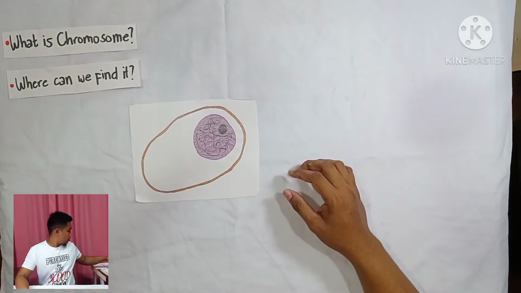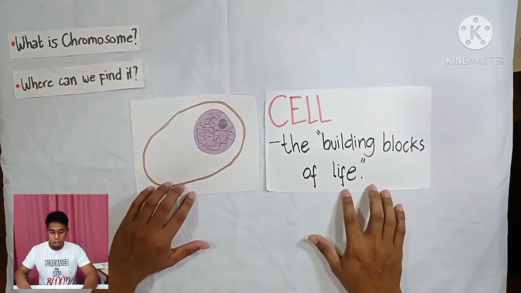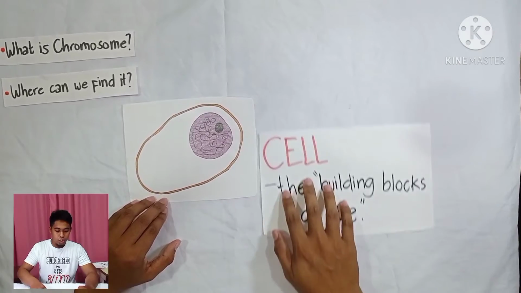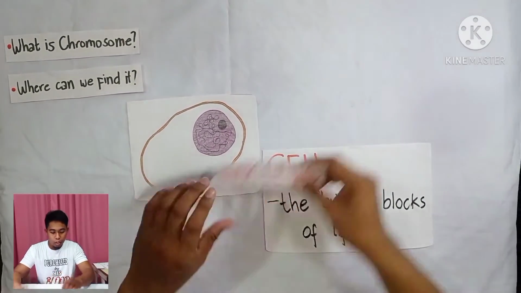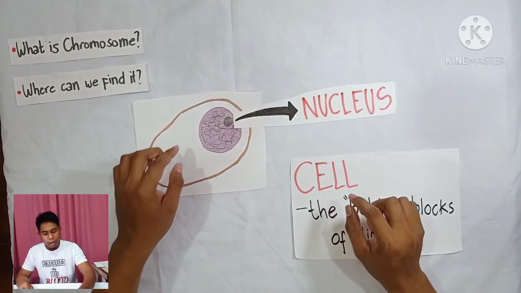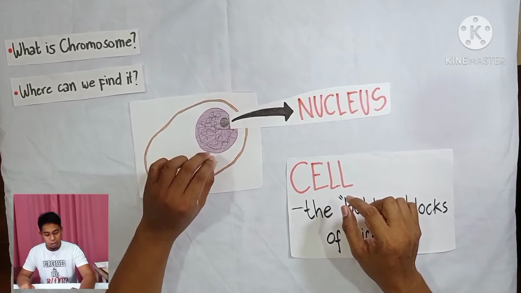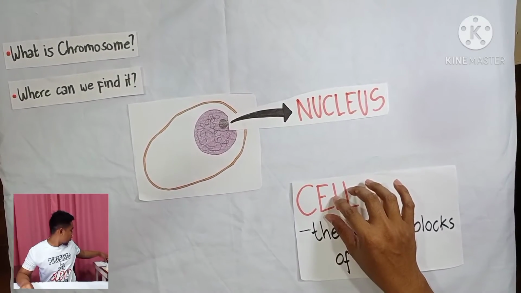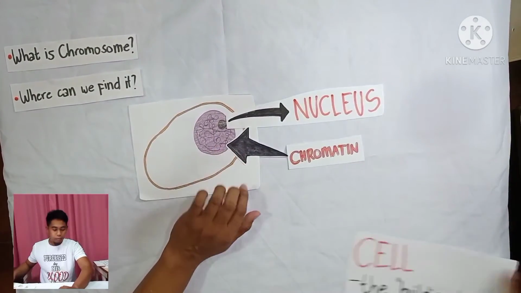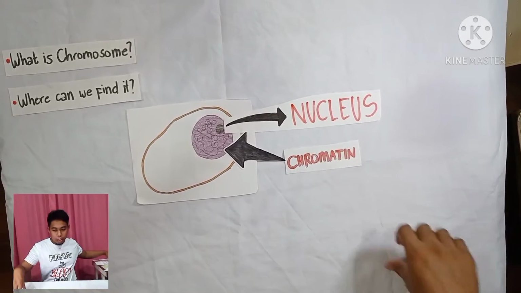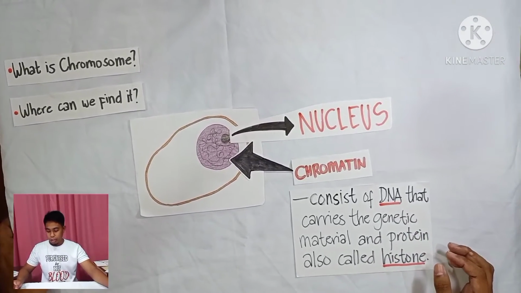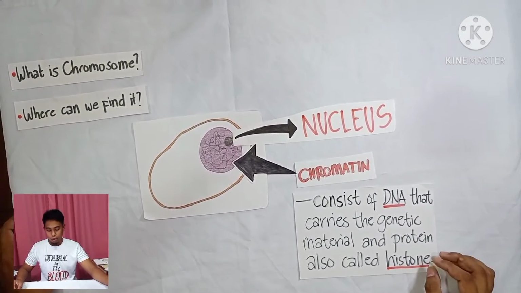By definition, cell is the building blocks of life. In a cell, there is a small region which is called the nucleus. In the nucleus, we have a very thin or thread-like structure which is called the chromatin. The chromatin consists of DNA that carries the genetic material and protein, also called histone.